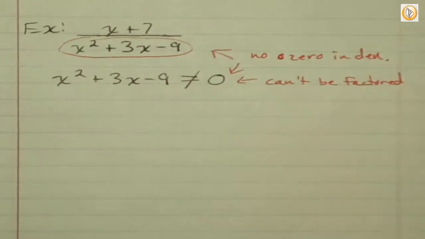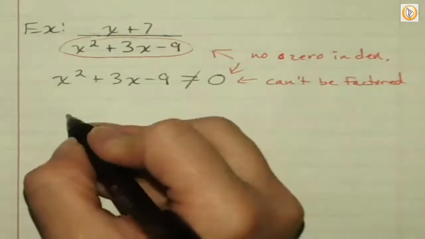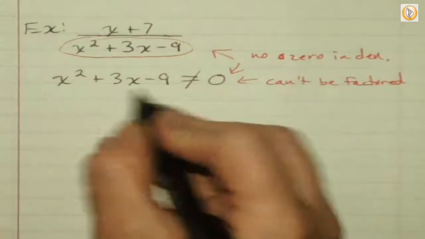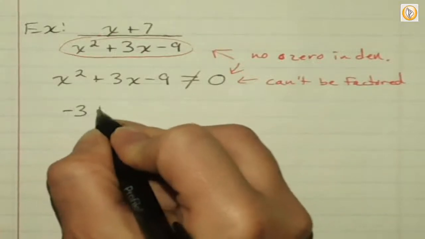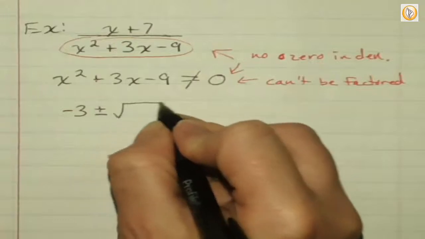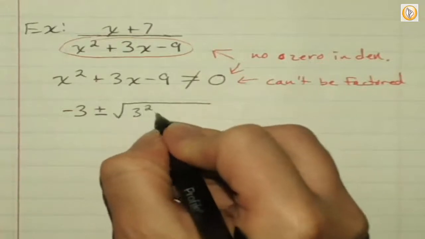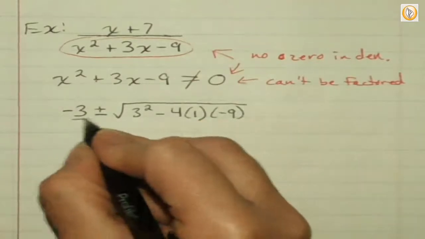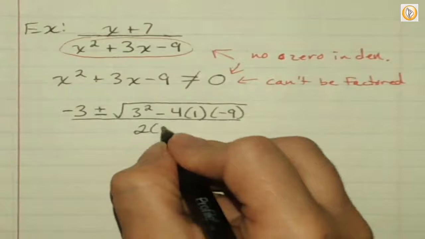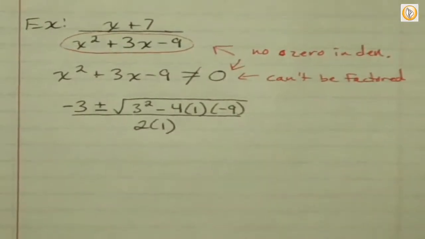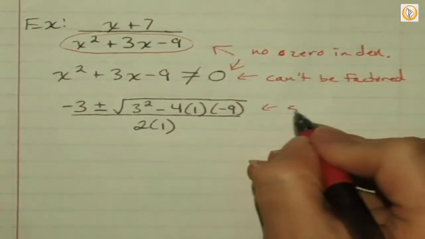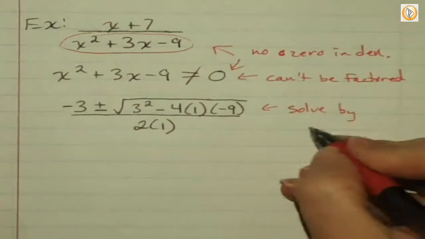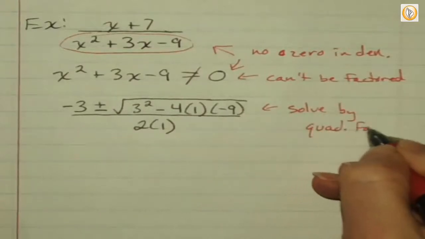So your choices are factoring, which you hope works because then you just have it all not equal to 0. But now we've got to do the quadratic formula. Okay, so a, b, and c. Negative 3 plus or minus the square root of 3 squared minus 4 times 1 times negative 9, all over 2 times 1. I'm going to let y'all write that down. I have solved by quadratic formula.